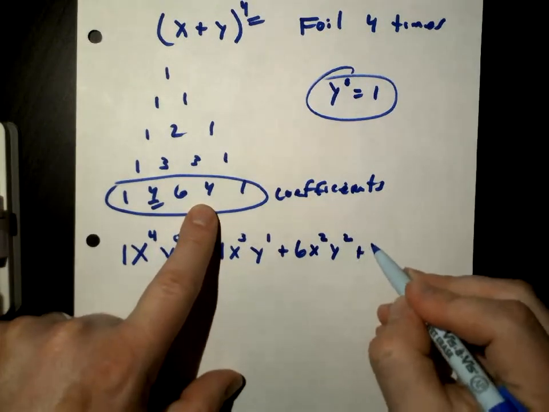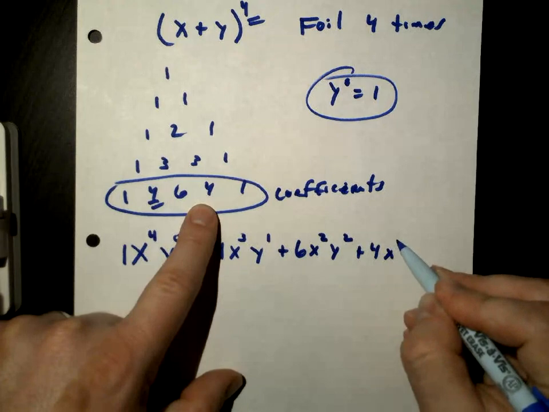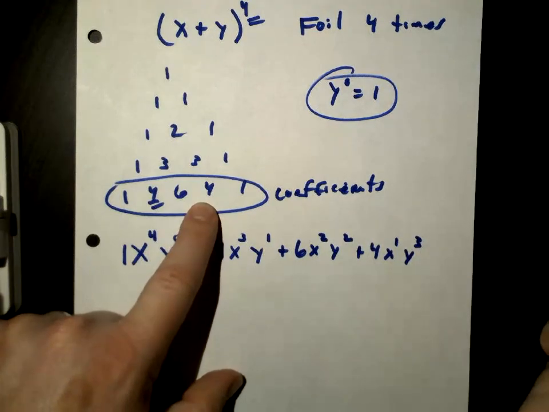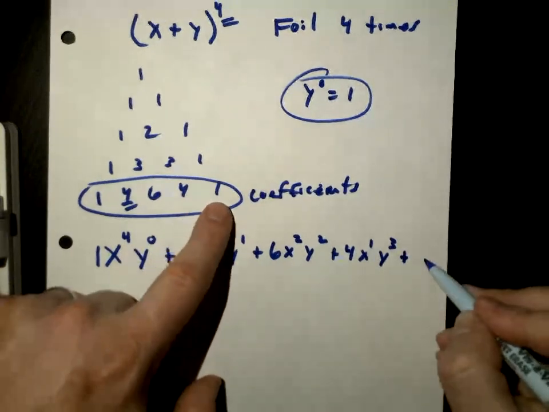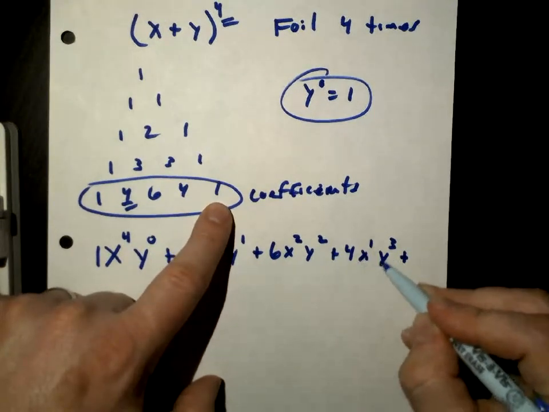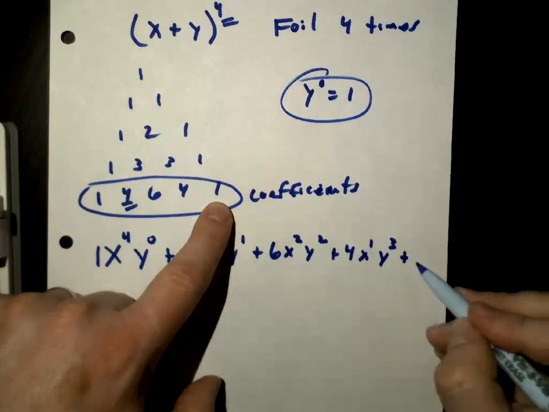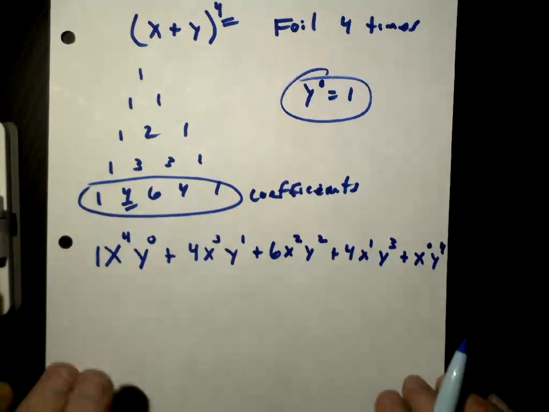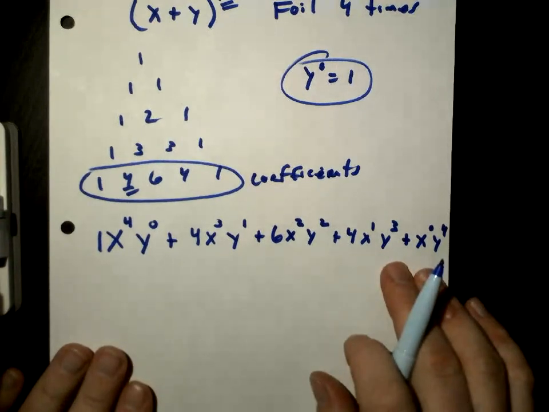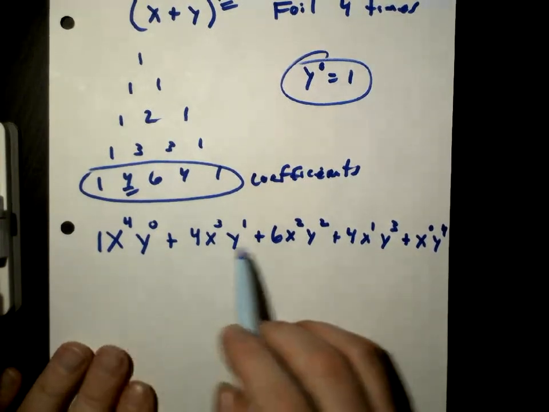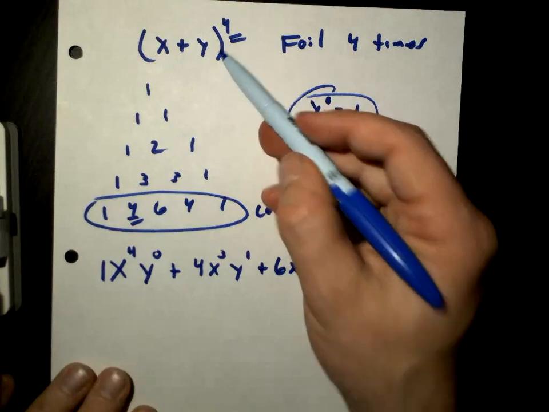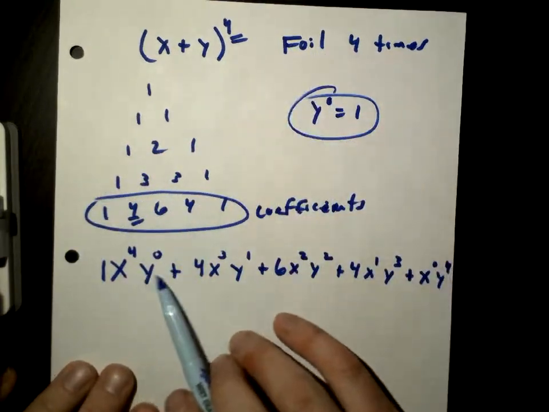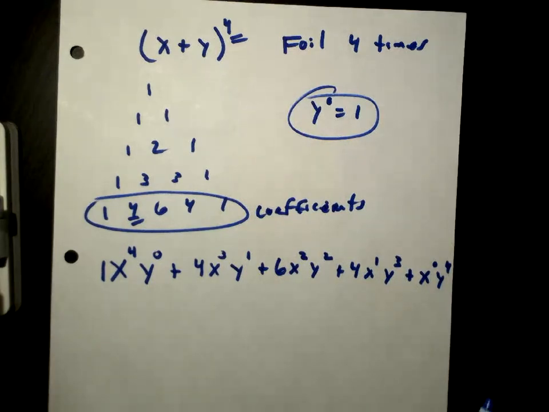We have a 4. 4x, x to the first, y to the third. Plus, remember this is x to the 0. I'm going to write it just because. Y to the fourth. Now, do you see the significance? This is what it would look like if you were to extend this out 4 times. I mean, you can go back and do this FOIL 4 times, you will see that these are the numbers.